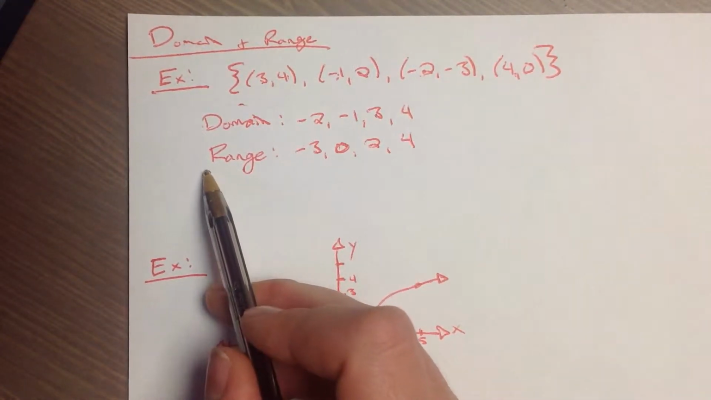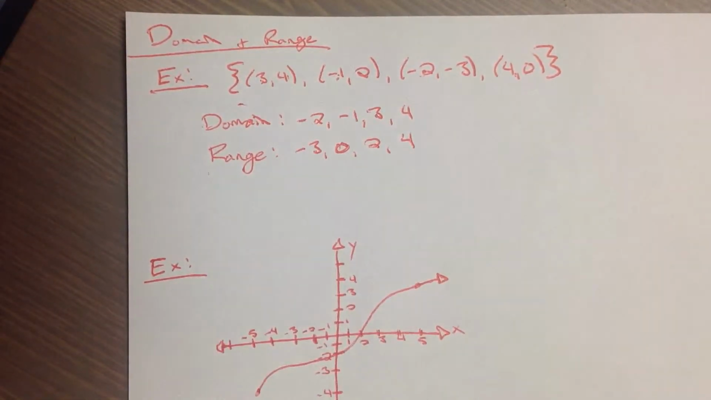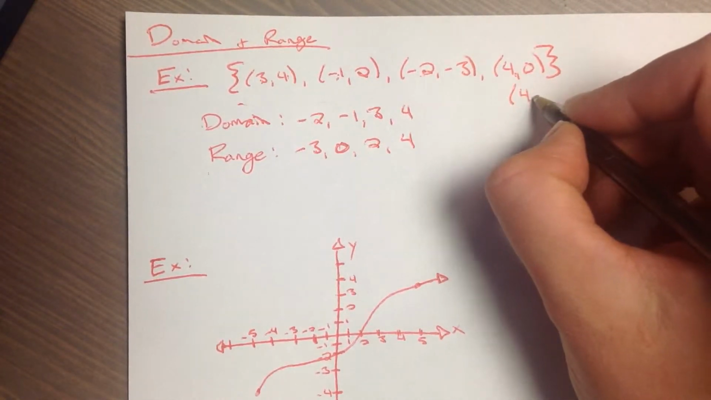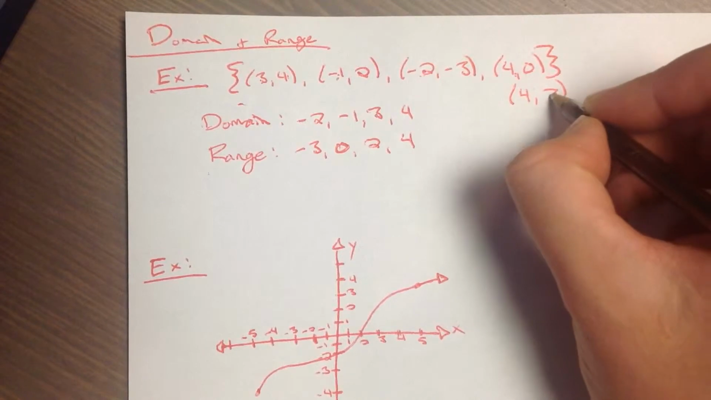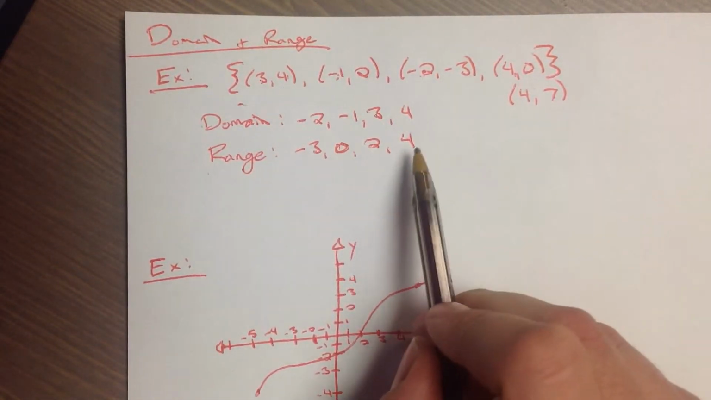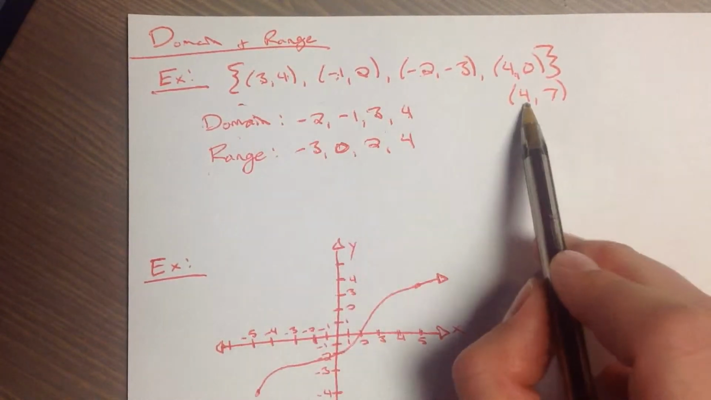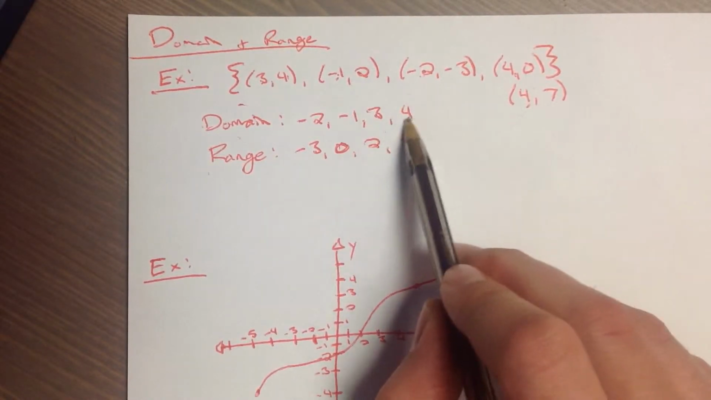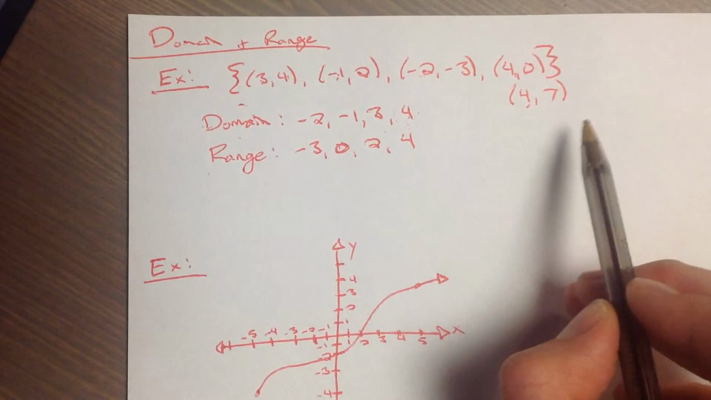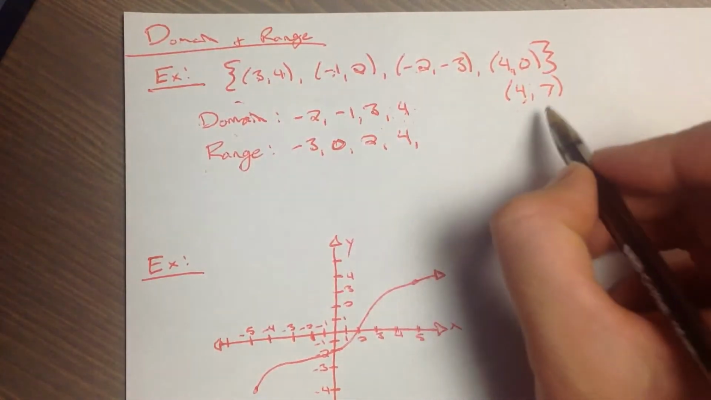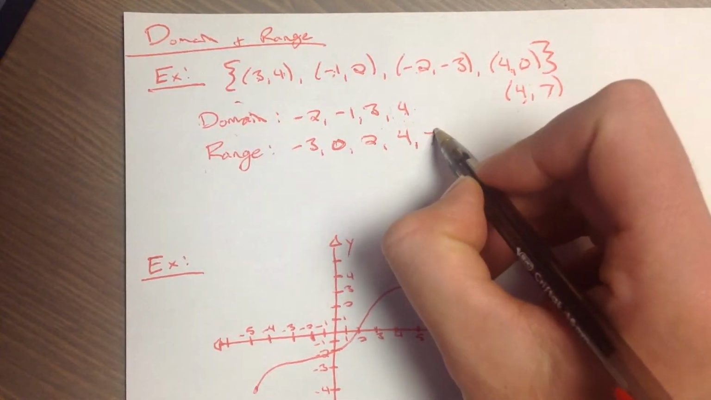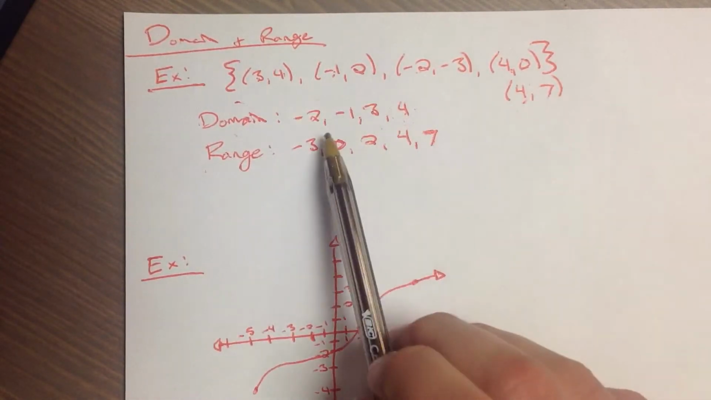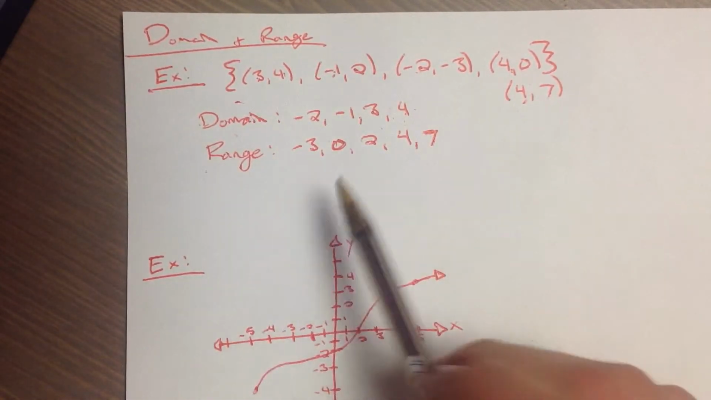If, for example, we'd also thrown in the point (4, 7), notice I already have 4 listed in my domain, or the x value. I don't have to list it again. It's already taken care of by this point. Whereas my range, I would have to list the 7 because it's not there yet. So anytime I have a repeating number, I only have to list it once when I'm listing my domain and range.